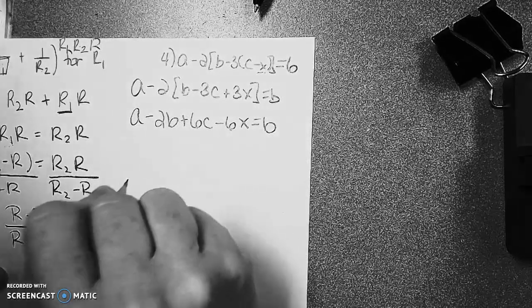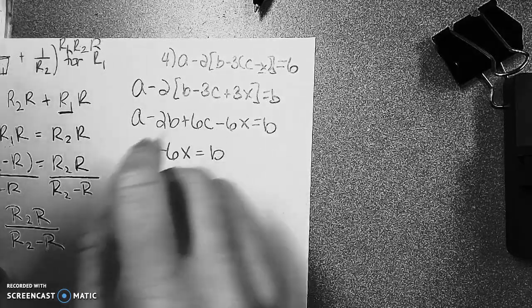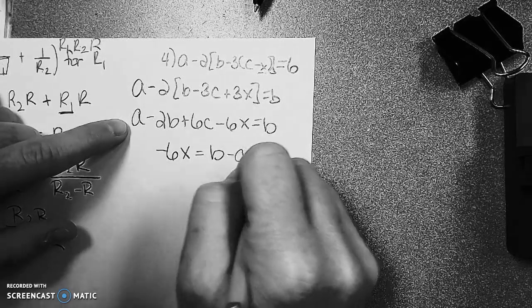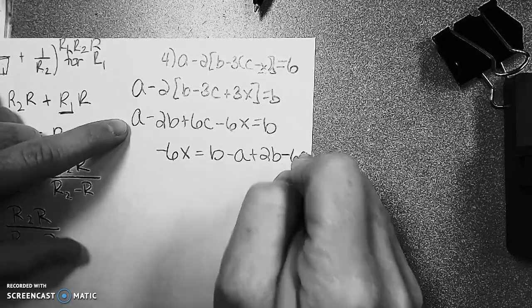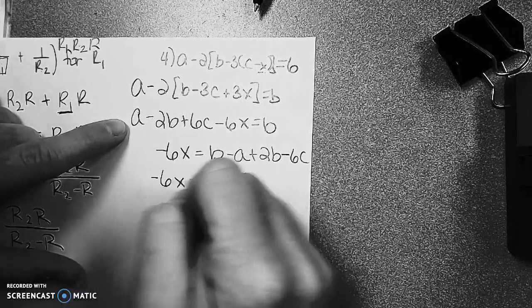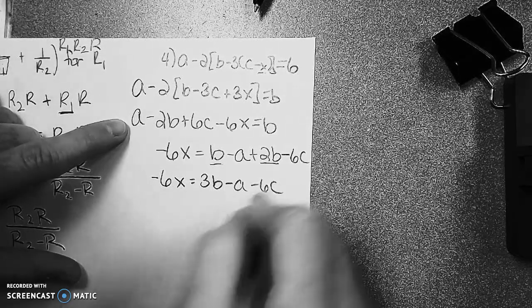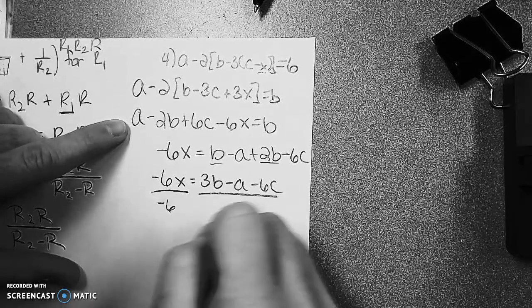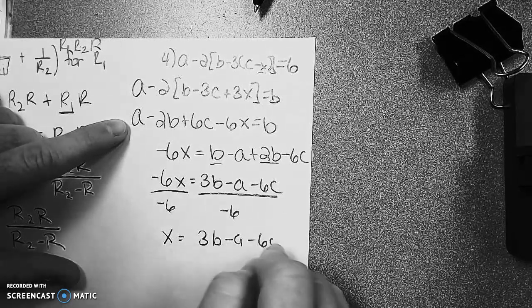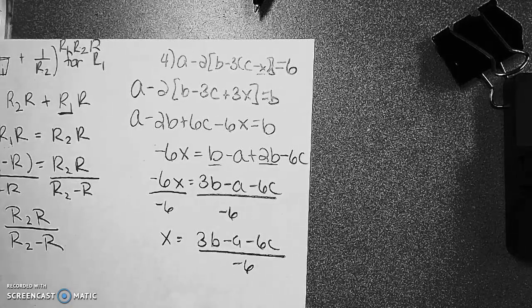And again, I'm trying to get x by itself, so I'm going to leave negative 6x where it is and just move everything else to the other side. So I already had a b there. So I'll be subtracting a, adding 2b, and subtracting 6b, or 6c, excuse me. I do see that I have a like term here, so that's going to be 3b. And last, I just need to divide by negative 6. And there we go.